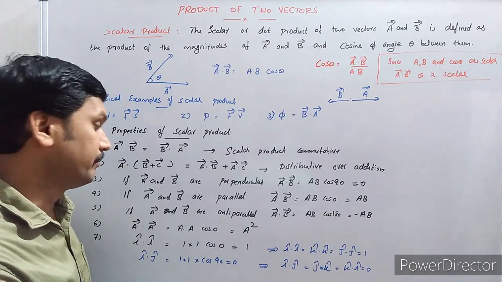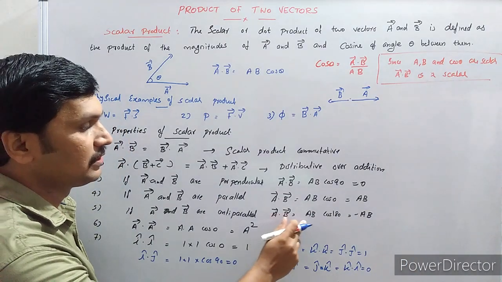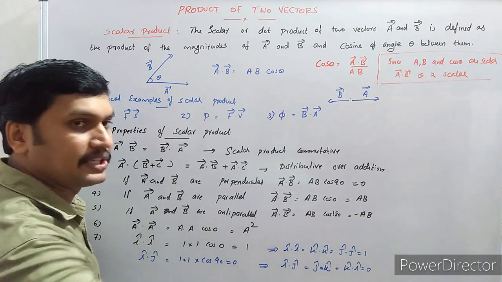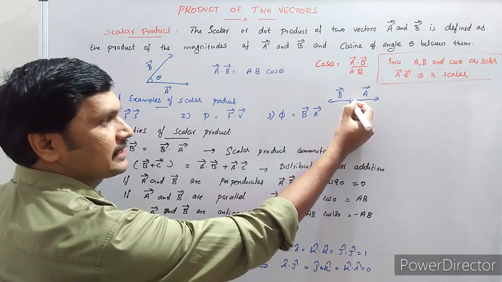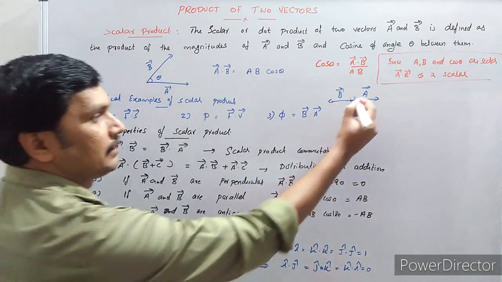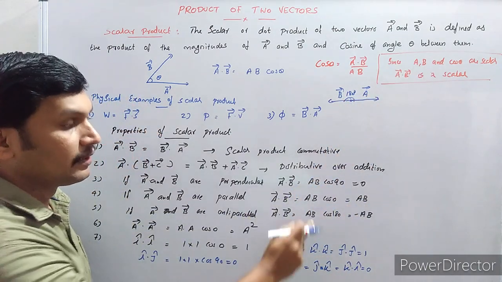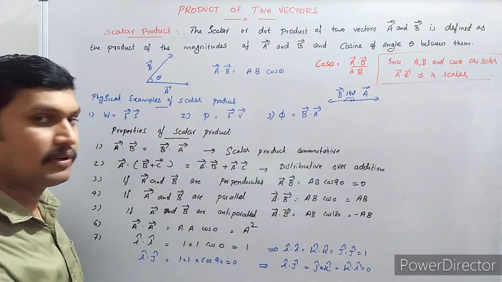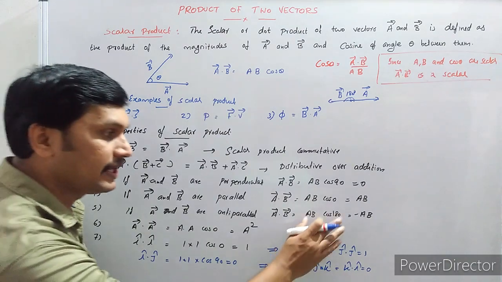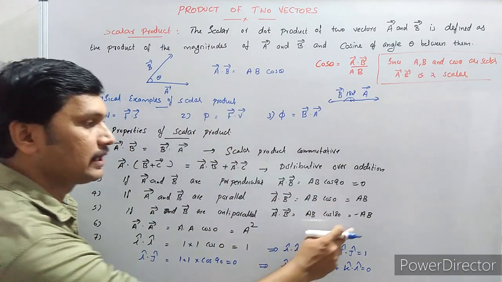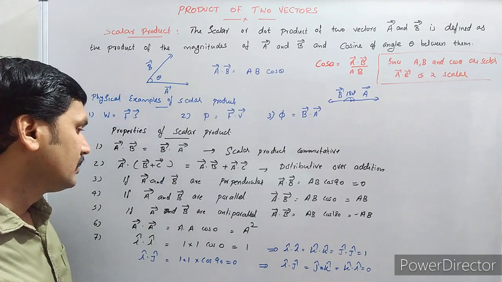Then what is A dot B? A dot B is equal to AB cos 180. The angle between these two vectors is 180 degrees. So A dot B is equal to AB cos 180, that is equal to minus AB. Cos 180 is minus 1. That's why it becomes minus AB.